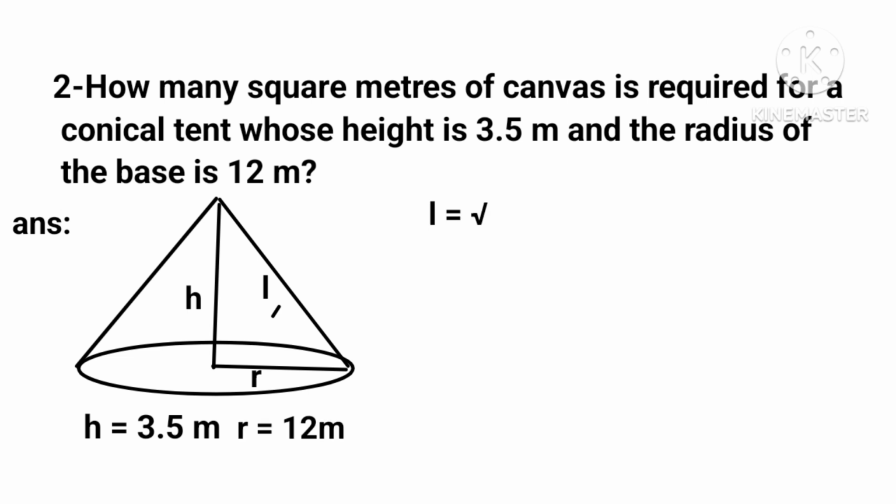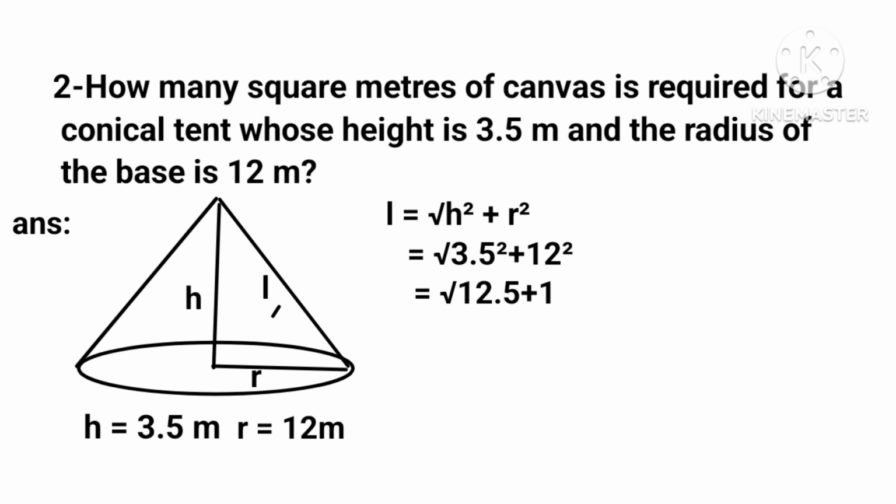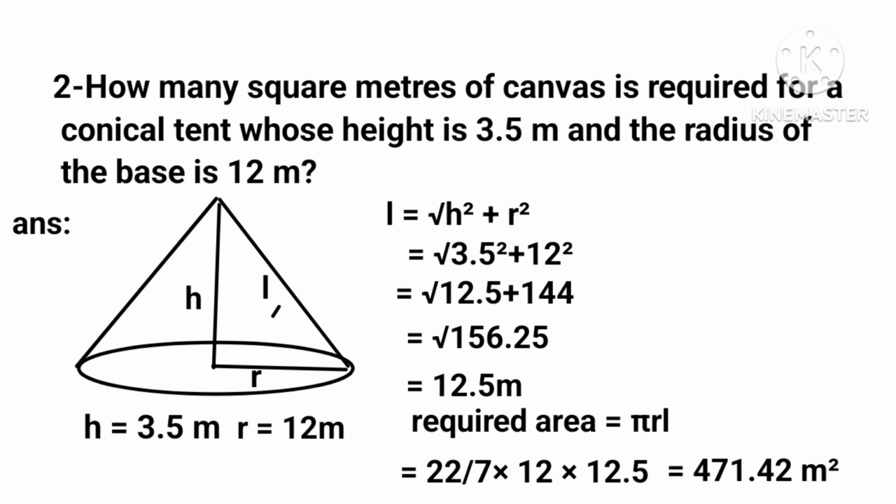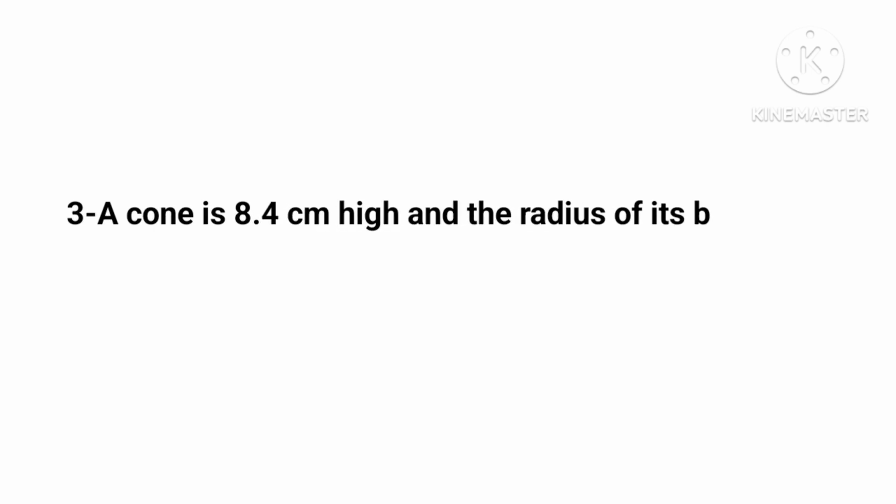Therefore, L = square root of h² + r² = square root of 3.5² + 12² = square root of 12.25 + 144 = root 156.25 = 12.5 meters. Hence the required area = πrL = 22/7 × 12 × 12.5 = 471.42 meters square.